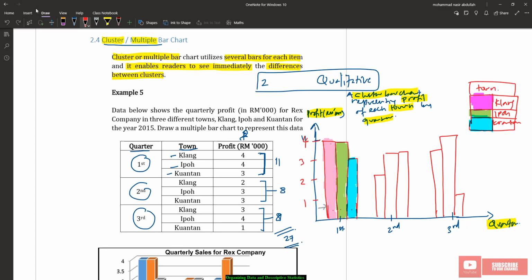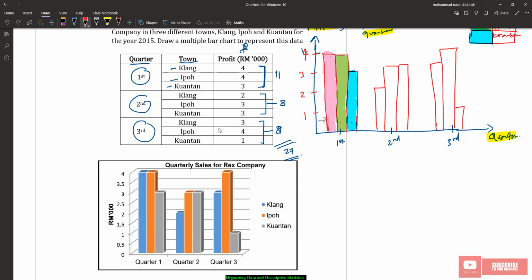So this is how we construct a cluster bar chart. Very nice and basic fundamental of cluster bar chart, right? If you look at this chart that I already drew, this is an example of a bad graph. Why? Because it is in 3D format. So a graph should always be in 2D format.